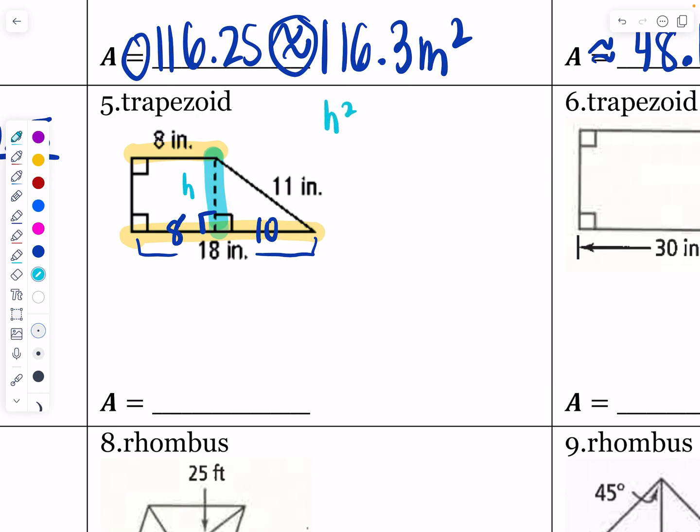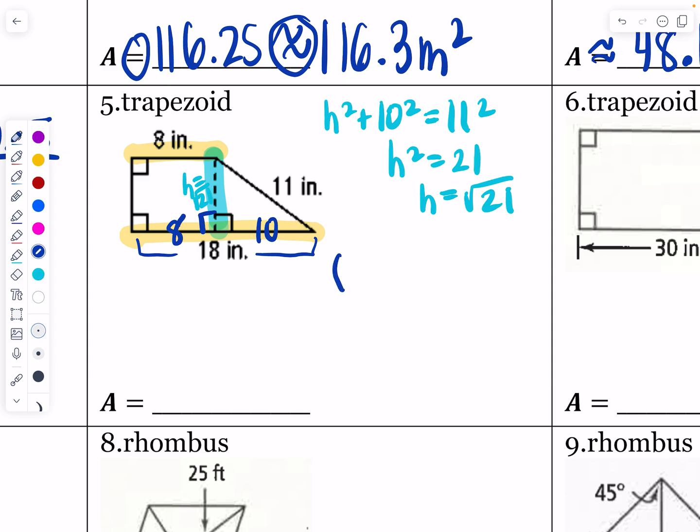So I get to do h squared plus 10 squared equals 11 squared. And so h squared is going to be equal to 11 squared minus 10 squared, which gives me 21. So h is going to be equal to the square root of 21. We're not going to round that. We're going to leave that as exact, and we're going to round at the very, very end.